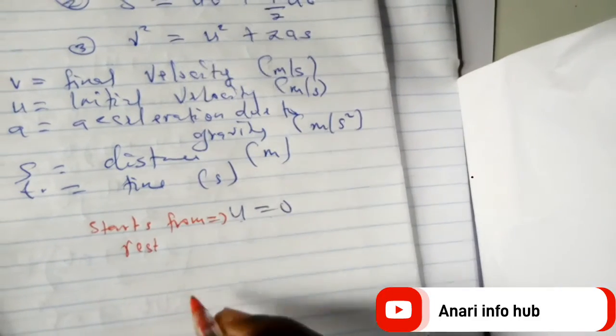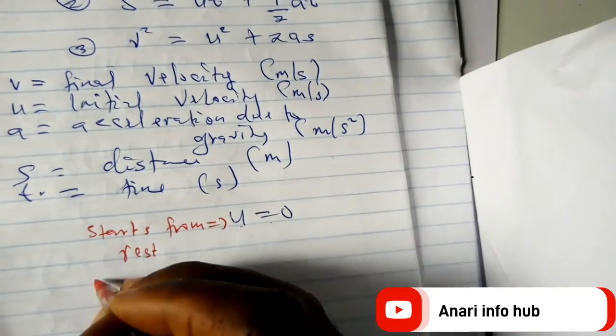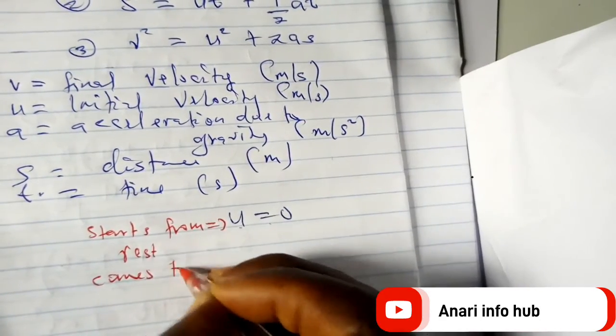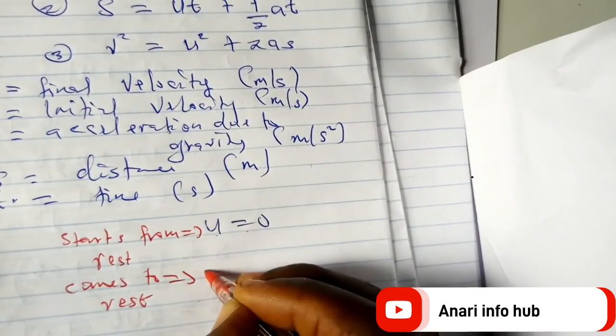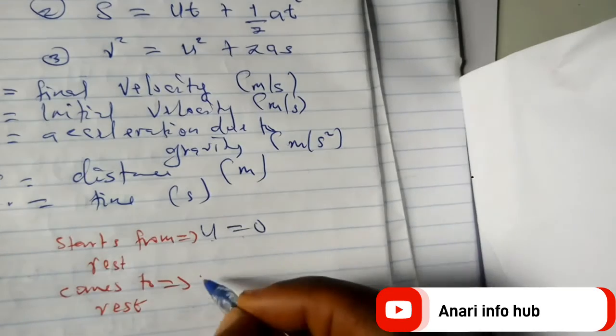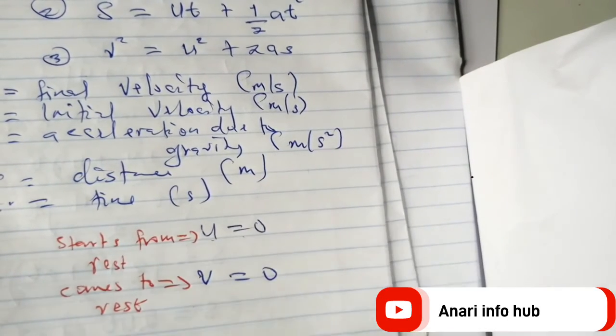Now when the equation says that the body comes to rest, it implies that v, the final velocity, is always equal to 0. So with this I hope I was able to explain to us one way or the other how to derive the equations of motion, and also how to understand the intricacies associated with how the equations always come.